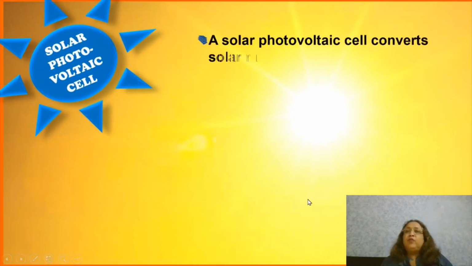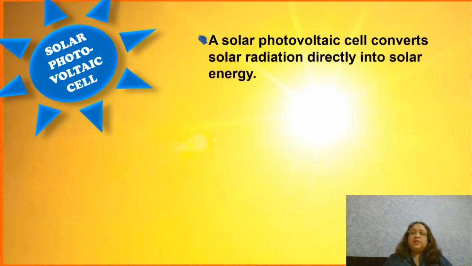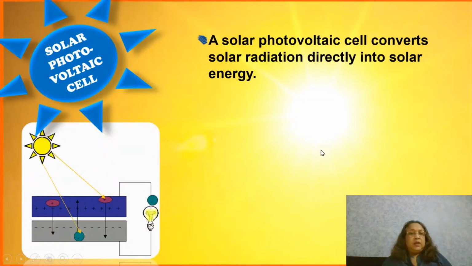A solar photovoltaic cell converts solar radiation, or the sun's rays, or the energy that we get from the sun, directly into solar energy. If you see this picture here, the sun rays are falling on this photovoltaic cell and the bulb is getting lit. So that means that the sun's rays are now being changed into electricity.